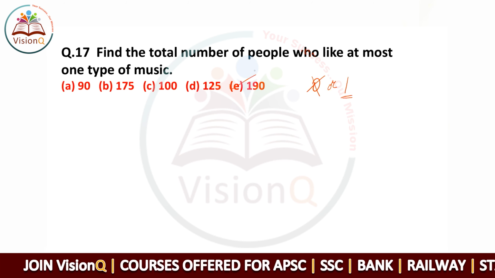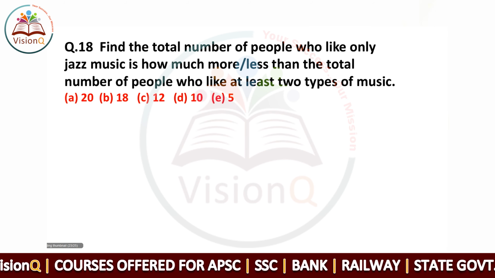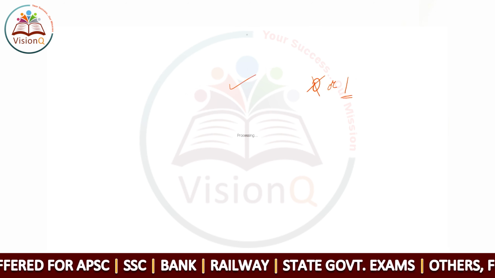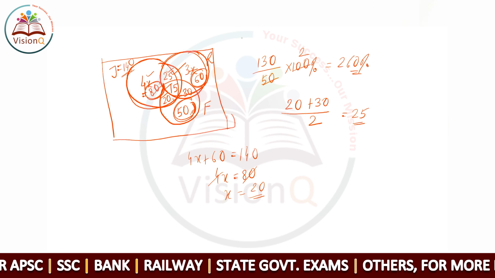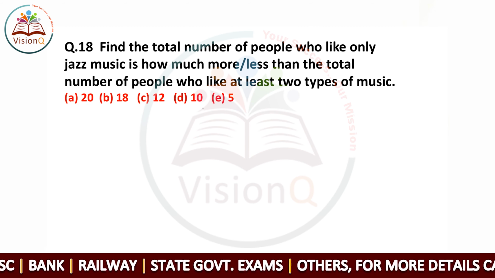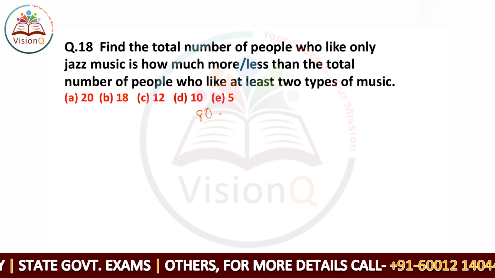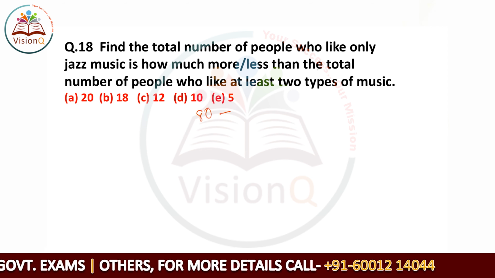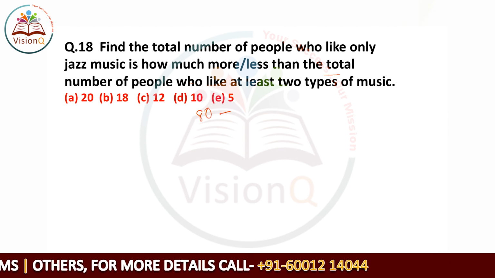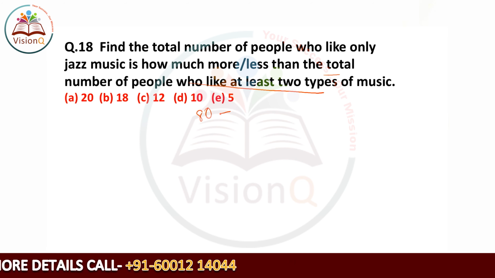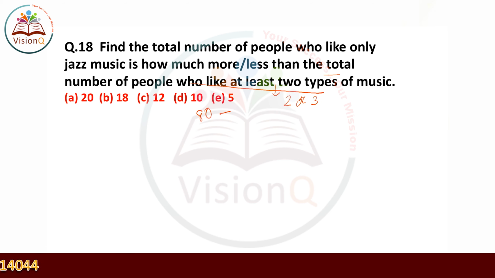Option number E. So let us see the next question of this caselet series. Question number 18. Find total number of people who like only jazz music. Okay, how many people like only jazz music? It is 80. So this 80 is how much more or less than, okay, so I have to subtract this 80 from some number. How much more or less than total number of people who like at least two types of music? At least two. That means minimum two types of music they will like, but not less than 2. That means these people may like 2 music, or they may like all the 3 types of music.